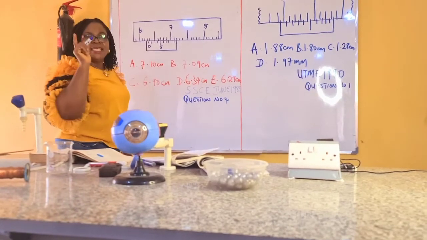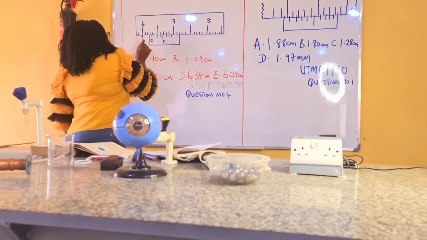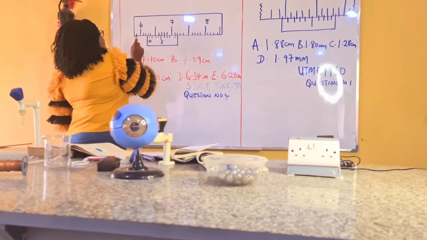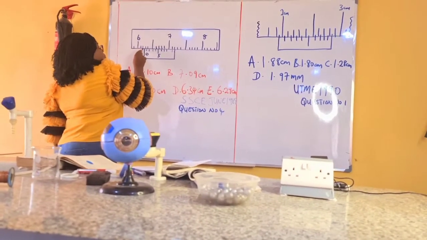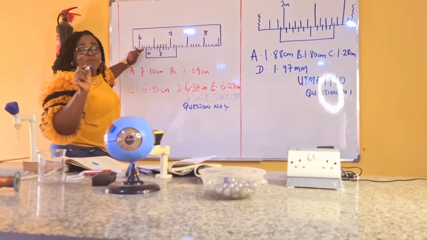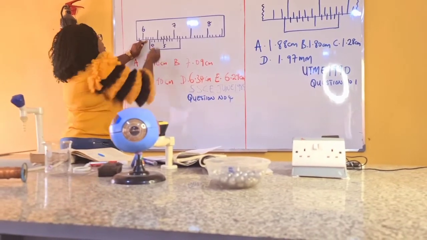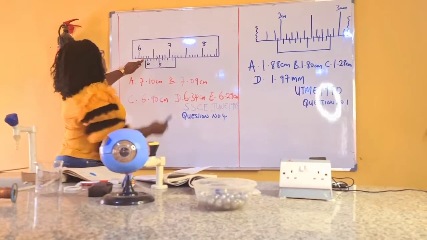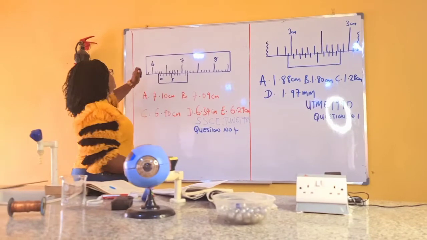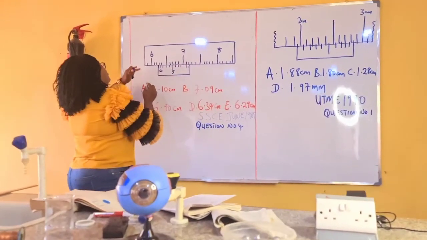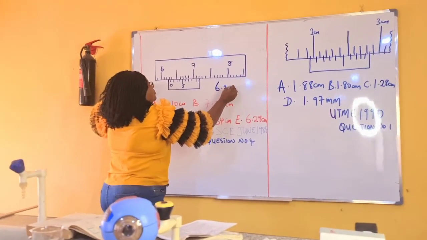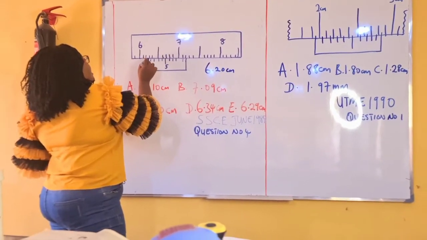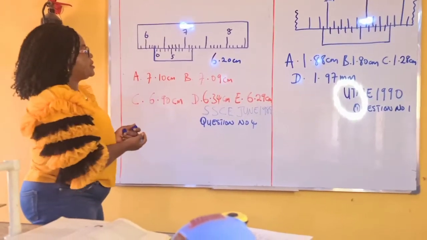So what will the smallest division be? That's one single small one. Here it is going to be 0.1. So here you now have 6.1, 6.2. And I said you have to read the last number on the main scale reading before the commencement of the vernier scale reading. The last number on the main scale for us here is 6.20 cm, and look at your vernier scale commencing. So you now put down 6.20 cm.